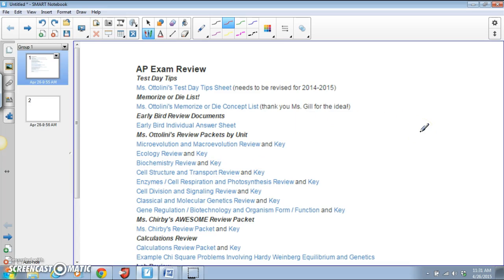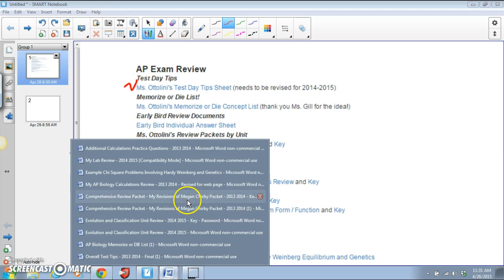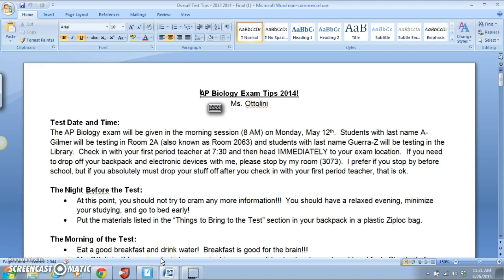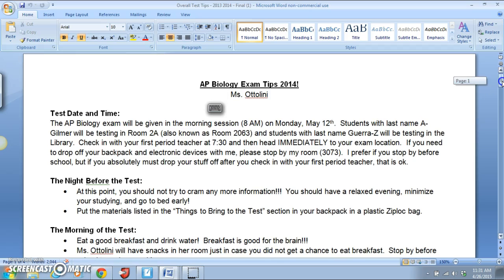The first resource that's listed here is the test day tip sheet. I'm going to show you what that looks like. We'll put a check mark next to it. Now it does say that this needs to be revised for the 2014-2015 school year for the 2015 test, because the test date and time is different this year. I'm going to update it as soon as I find out where you will be testing on Monday, May 11th.